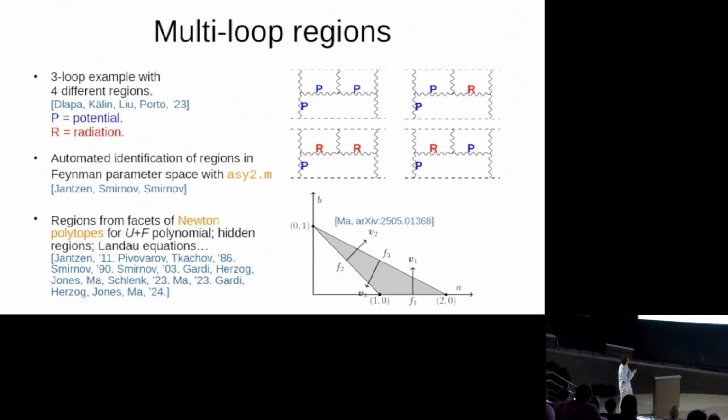For example, in the 3-loop calculation which I did with my collaborators in '21, and also in this paper with Dlapa et al. in '23, they analyzed the regions in this diagram in the small velocity limit, using automated software, asy2.m by Jantzen and Smirnov. You can identify 4 different regions. When you sum them up, you get the small velocity boundary conditions.